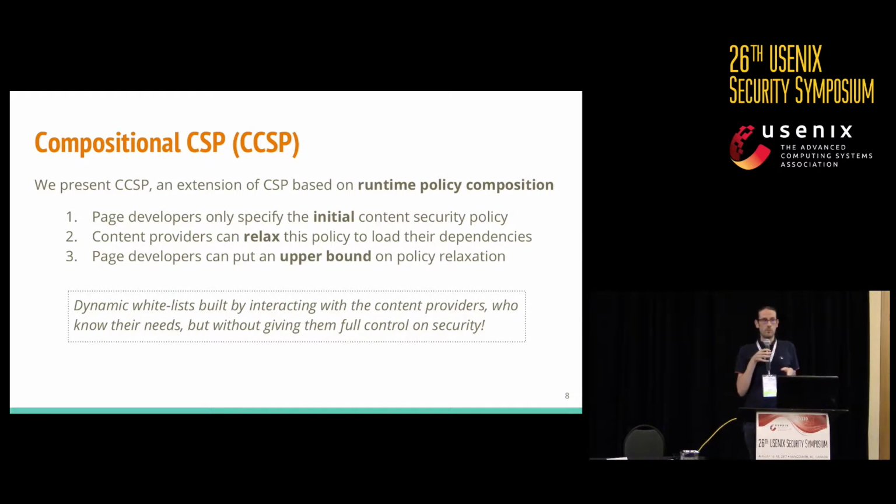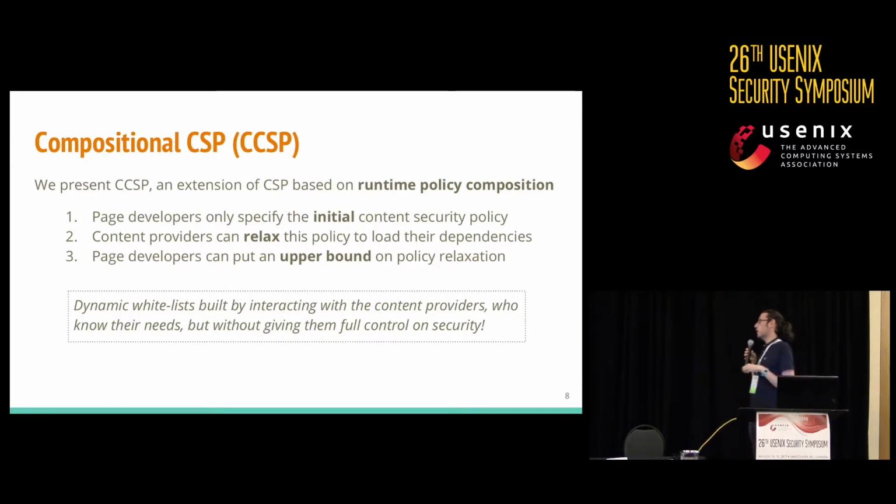Initially, the page developer specifies some content security policy, which is a simple policy which only accounts for the direct dependencies of the pages, which are relatively easy to identify. And then, when the page interacts with other content providers, these content providers can relax the policy to load more stuff. So content providers are relaxing the policy, for instance, to support their own dependencies. And to keep control on this mechanism, page developers can put an upper bound on policy relaxation to have the final word on security for the web page.